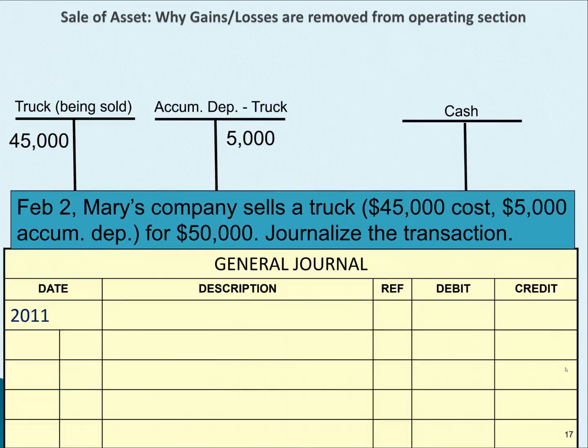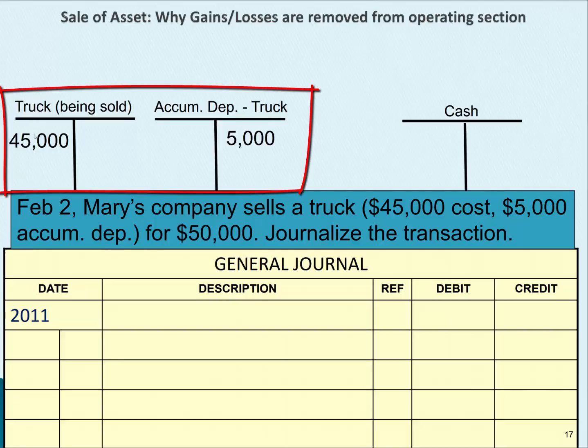Okay, on February 2nd, Mary's company sells a truck which costs $45,000 and has $5,000 of accumulated depreciation for $50,000. We're going to journalize the transaction. So here are the T accounts before the sale of the truck. So the truck costs us $45,000 and has $5,000 of accumulated depreciation.